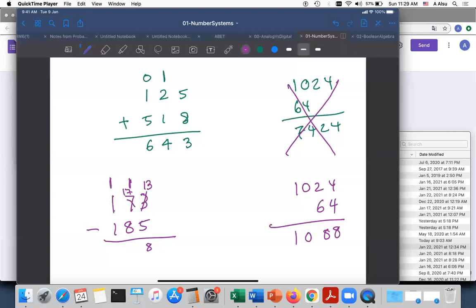17. 17 minus 8 is what? Is 9, but we have a borrow already of 1, so it becomes 8, right? You get that? It's 17 minus the borrow minus 8, right? Oh, yes. Okay. So it's 8. Answer is 8. Okay. So, and then finally we have 1 minus 1, which is what?